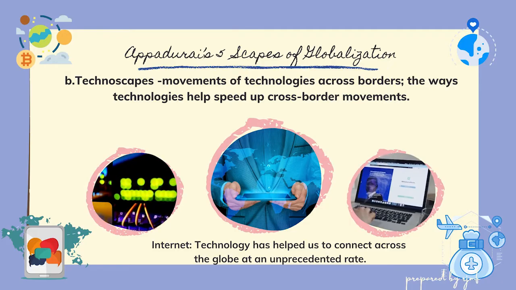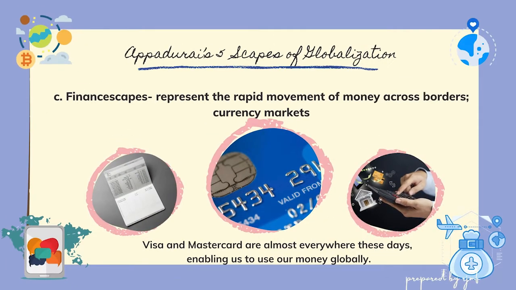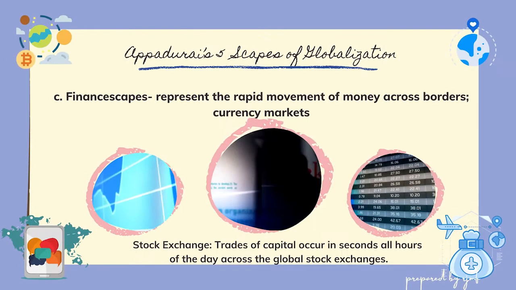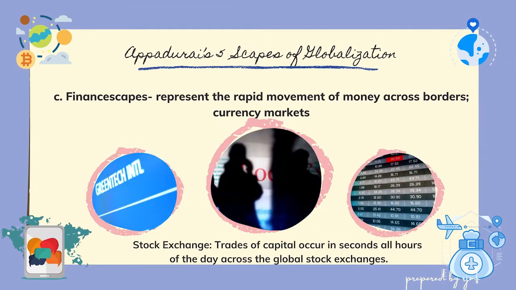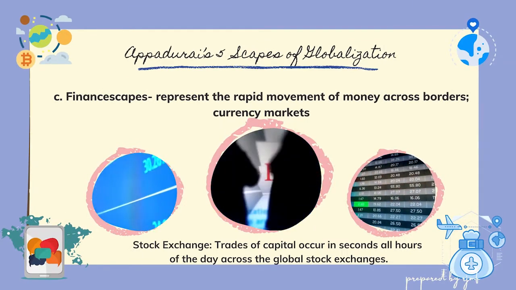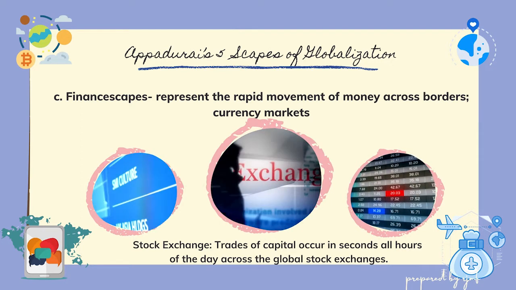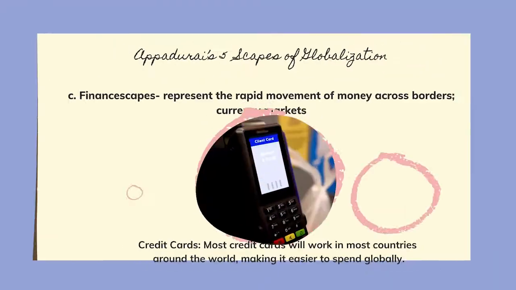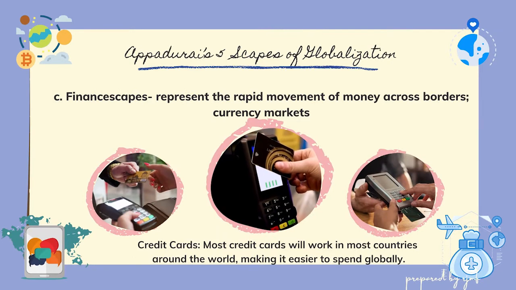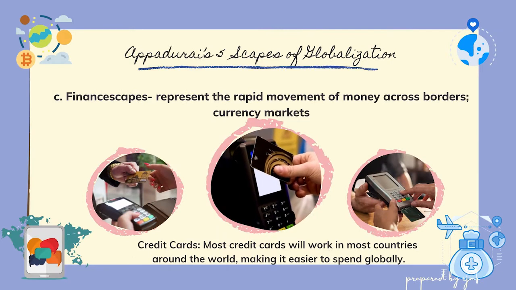The third one is financescapes. This represents the rapid movement of money across borders. They are the currency markets. Examples are Visa and MasterCard. Stock exchange: trades of capital occur in seconds all hours of the day across the global stock exchanges. Credit cards: most credit cards will work in most countries around the world, making it easier to spend globally.